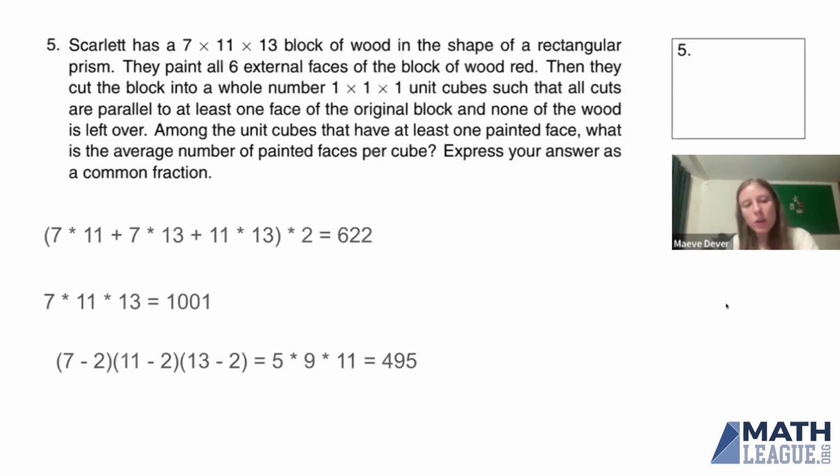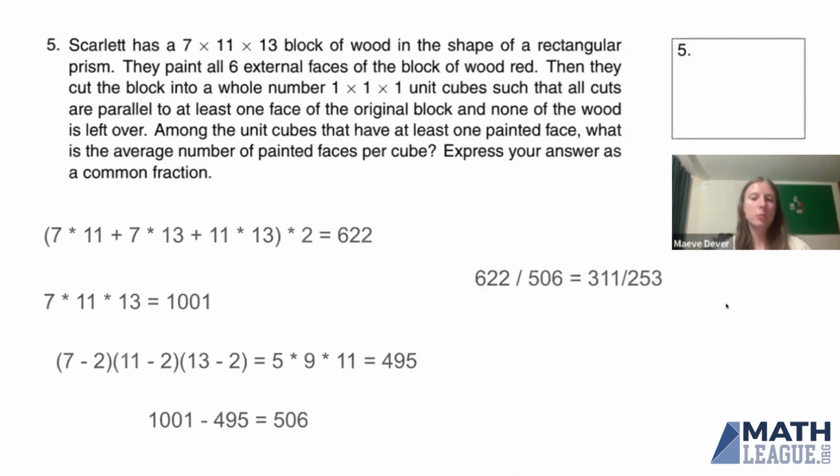So 495 of our 1001 cubes are not painted, as they have no painted faces, meaning that the other 506 1 by 1 by 1 unit cubes do have at least one painted face. So now we have everything we need to have the answer to this problem. We know the total number of painted faces, we know the total number of unit cubes that have at least one painted face, and if we want the average number of faces per cube, we just divide the faces by the cubes. And that is 622 divided by 506, which simplifies to 311 divided by 253.